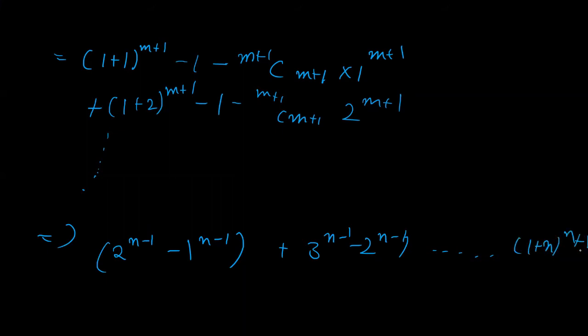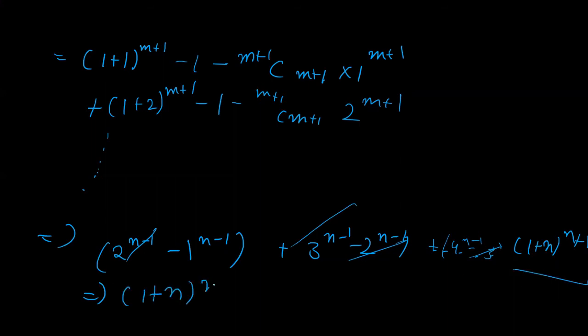But now you see, all these terms will somehow get cancelled. The next term will be 4 to the power n minus 1 minus 3. So this will also get cancelled. But this last term will remain. So what will it be? 1 plus n to the power n plus 1.